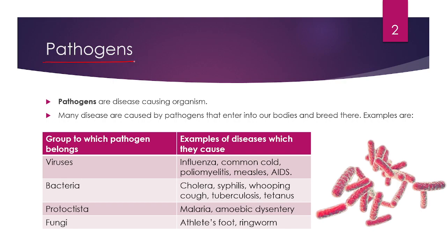Pathogens. What are pathogens? Pathogens are disease-causing organisms, and these organisms are microorganisms, which means they can only be seen with a microscope. Let me write that down. Microorganisms, right? Now, many diseases are caused by pathogens which enter our body and breed there. Examples are viruses, bacteria, protista, and fungi. These are the main ones, and we have examples of these here.